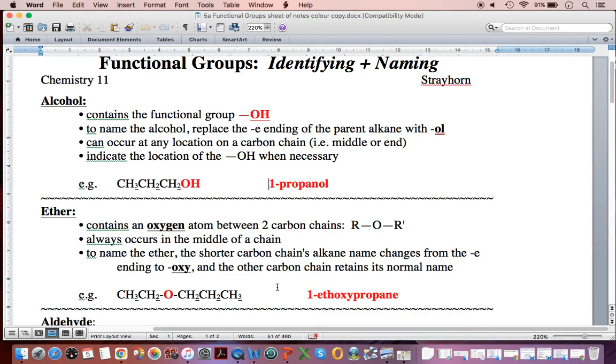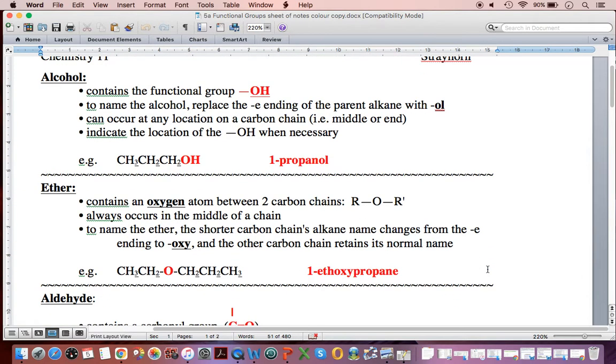So for the naming of this, you treat one chain as the main chain, and that becomes the alkane name. And then the branch, which will be the shorter branch of carbons that's attached to the oxygen, is treated as a branch, and its ending changes to oxy, so we're including the oxygen in it. So when we look at this, we have propane, and then it goes 1-ethoxy. So this would have been an ethyl branch. Ethyl oxygen becomes ethoxy. And then the 1 is saying it's attached to an end carbon right here. So you can see there's a lot going on already.